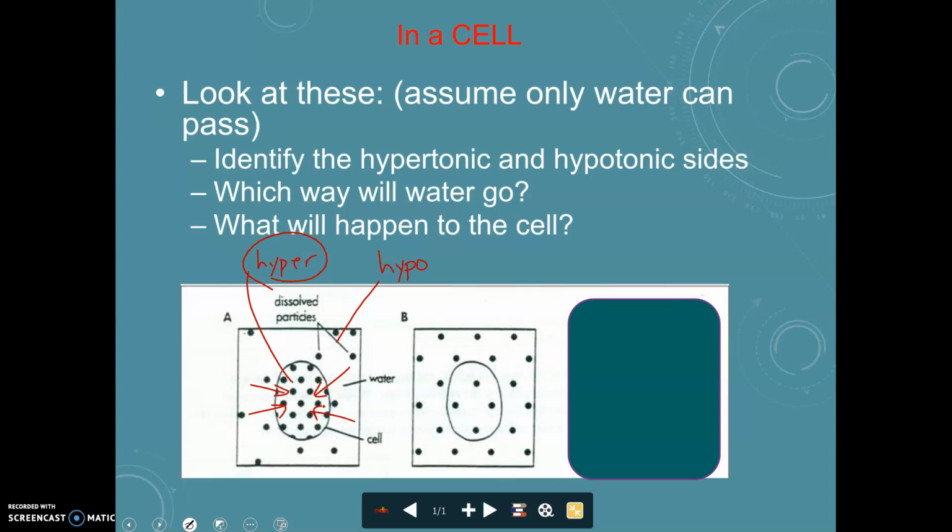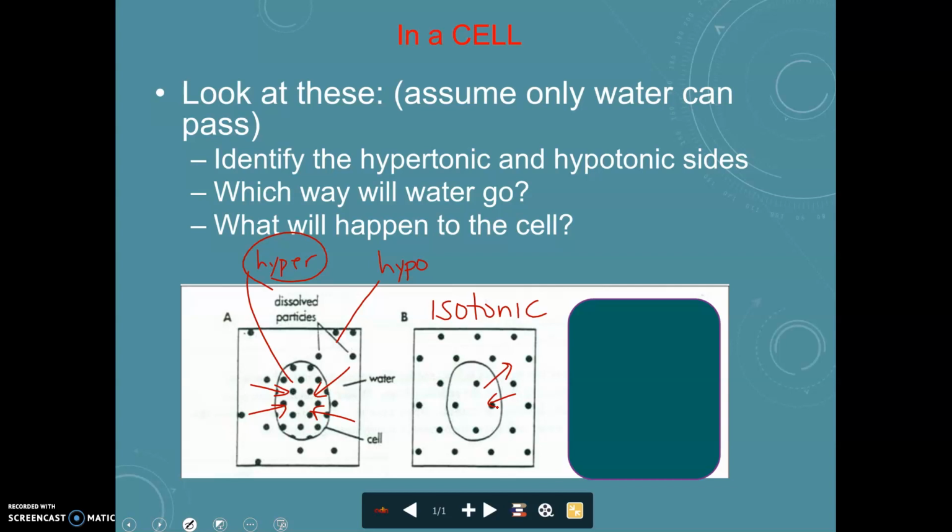Now let's look at 2. We've got the dots spread out exactly the same on both sides. So this is isotonic. Water will go both directions equally in an isotonic solution. Don't say water won't move. You're going to get it wrong on a test. That's really important. It doesn't stop moving.